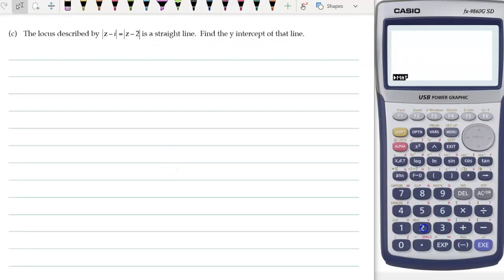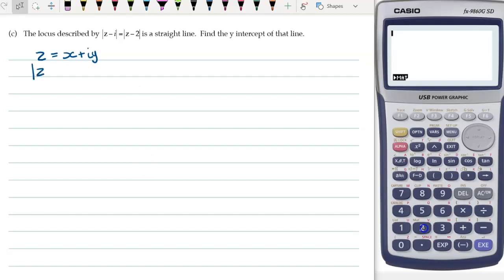Next we have a locus question, and we have two moduli set equal to each other. We'll start by making z equal to x plus iy. That's frequently the best starting point for locus questions if you are not super confident on the geometry of them. Sometimes the geometry of them is very easy to do, and that's my preferred method, but most of the time you're going to need to do a lengthy bit of algebra where we turn z into x plus iy first.